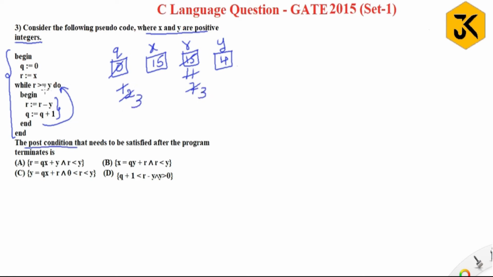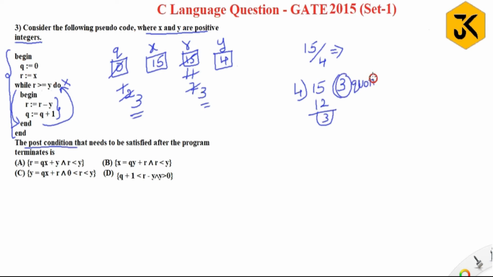Now it checks r greater than or equal to y. 3 greater than or equal to 4, condition fails, it will stop and exit from the program. So with these answers you can simply answer. Let me analyze this. Let's take two numbers 15 and 4. If I divide 15 by 4, what result will you get? 4 3s are 12. You will get 3, which we call the quotient, and this we call the remainder. So when you perform this program execution, q value will be 3 and r value will be 3.